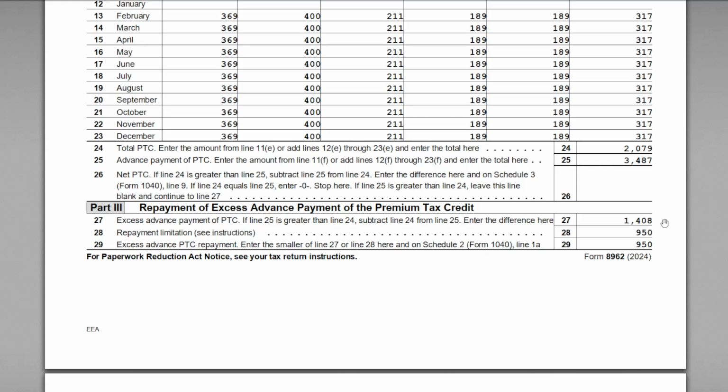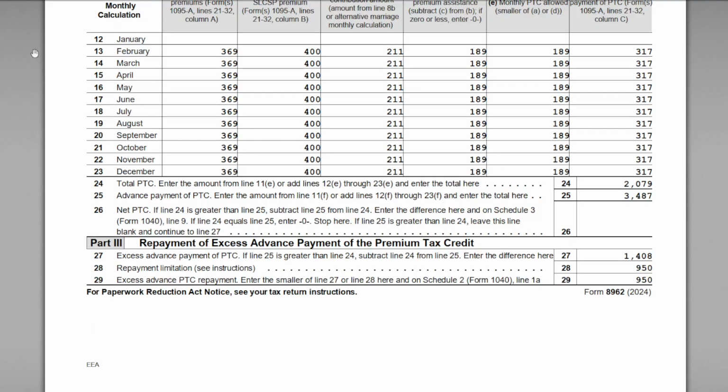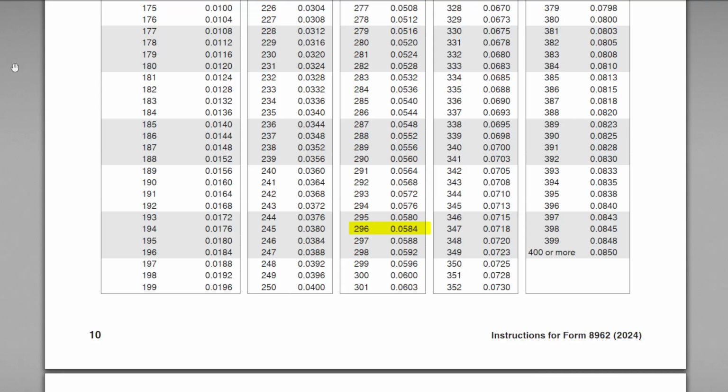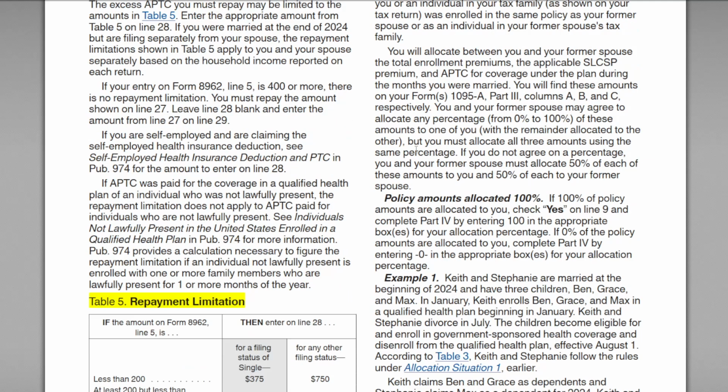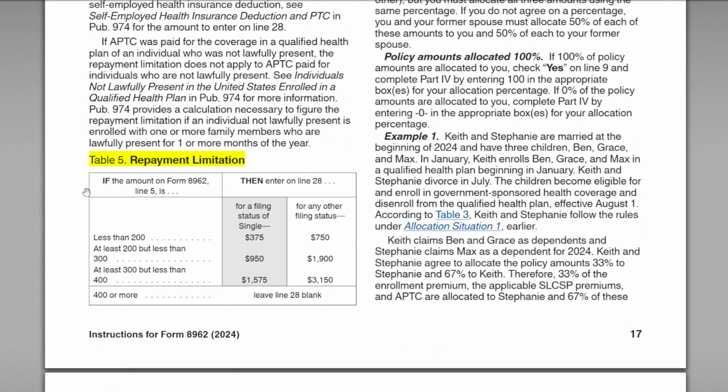Now, we don't just use that number because the repayment limitation may apply to you, and that does apply to John under these circumstances. So how do we figure out what the repayment limit is? If we go back to the form instructions, there is another page within the instructions, the repayment limit. I've also got that bookmarked here to make it easier, and highlighted Table 5. So the repayment limitation is going to be based on your household income over the federal poverty line. So we're going back to that federal poverty line percentage.